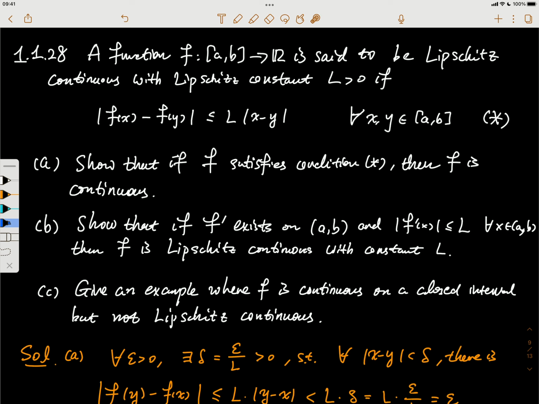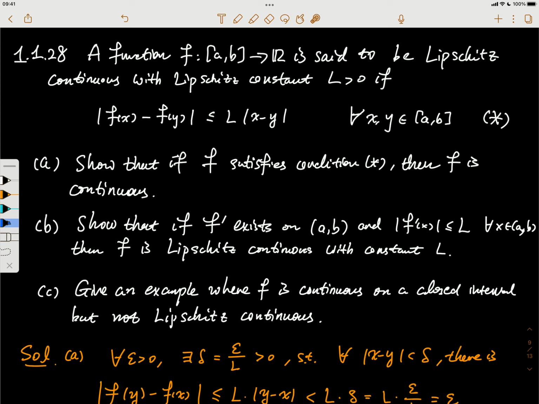it must be continuous. Second is that if f prime exists over the interval and the derivative of f is bounded by this L, the magnitude is bounded by L, then this function must be Lipschitz continuous with constant L. And the third is to give a function f that is continuous over a closed interval, but it's not Lipschitz continuous. Okay, so Lipschitz continuity is a very, very useful property.